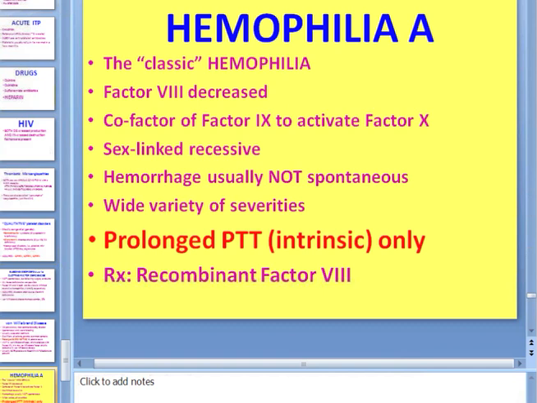Let's talk about the classical hemophilias. Let's talk about hemophilia A and B. Well, if you remember, they're both sex-linked, which means they're only in males.